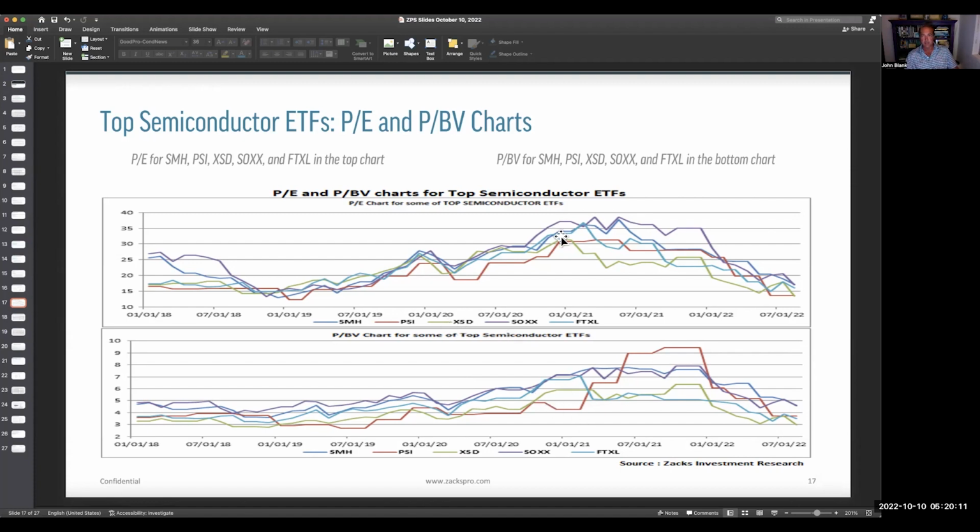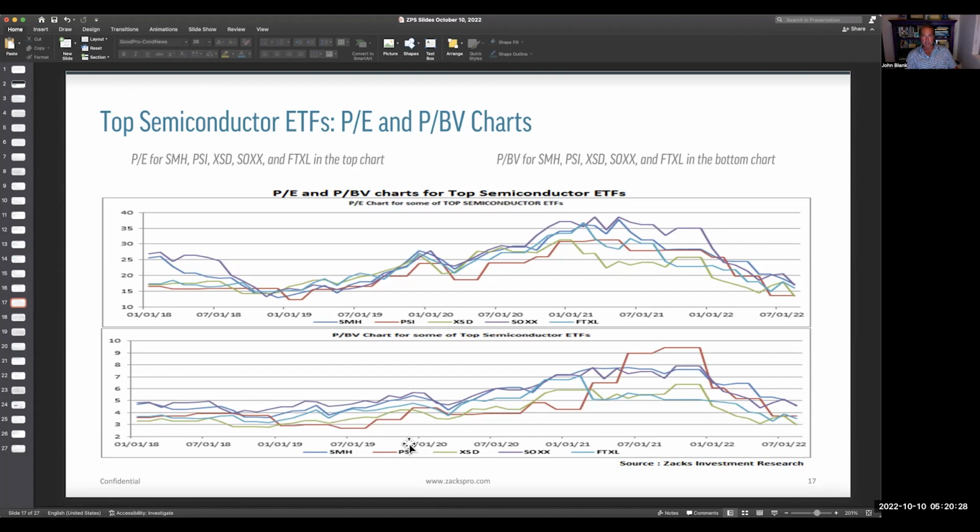Let's use XSD. It had a lower price earnings ratio to start with and came down less. So that diversification really worked for you. You get much higher PEs when you're more concentrated, and the sell-off got you to the same place anyways.